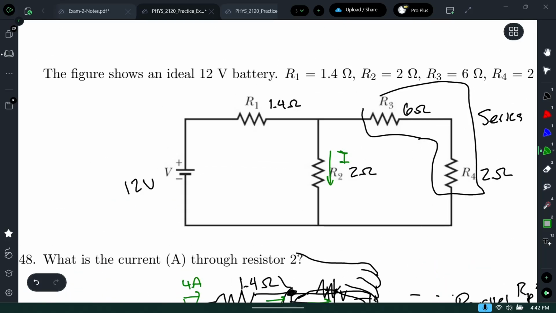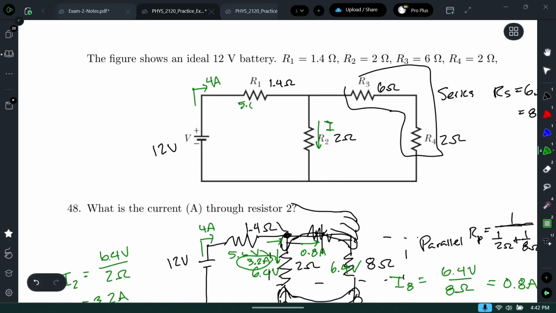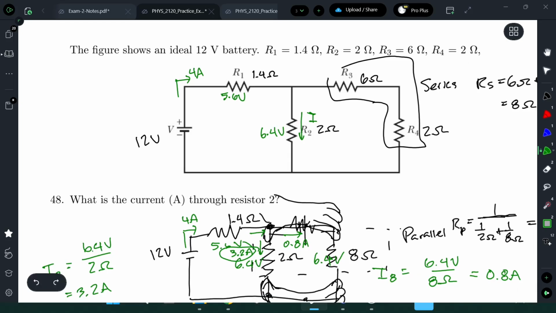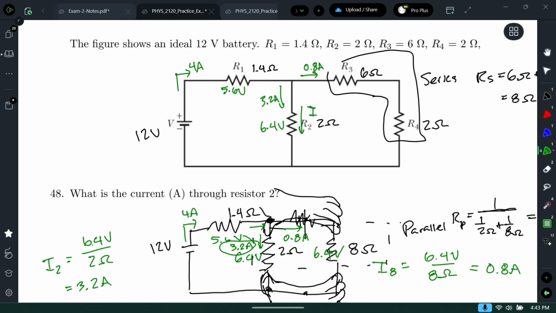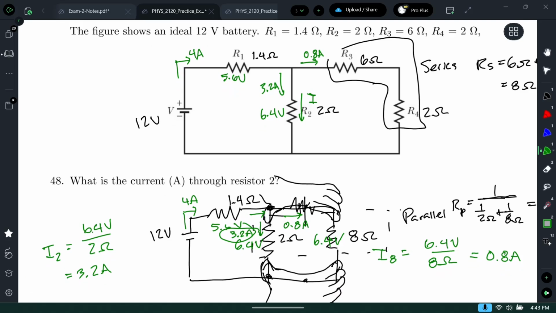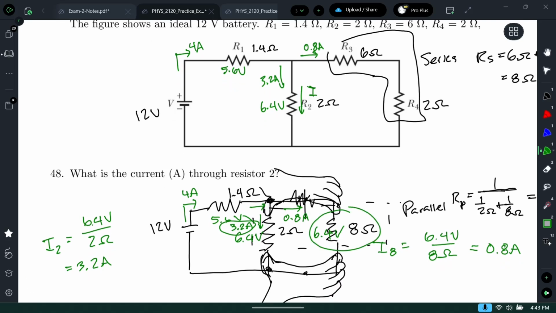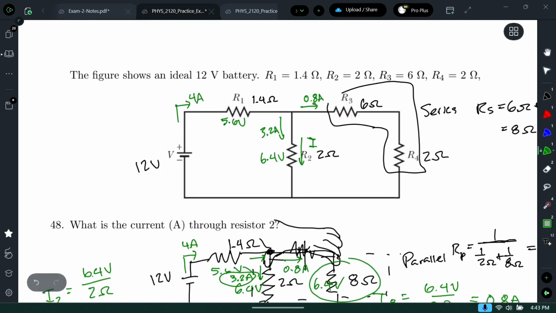So let me go back to my original circuit and see what I've got. I know this is 4 amps, 5.6 volts, 6.4 volts. I do still know this is 3.2 amps, 0.8 amps. And I think that's everything I can carry up from previously, because when I look at this, it was actually a series combination of 2 resistors. So whatever current there is through it is the same as what was through my series combination. So 0.8 amps goes through both R3 and R4, but I don't know the voltage across either of those until I calculate it.